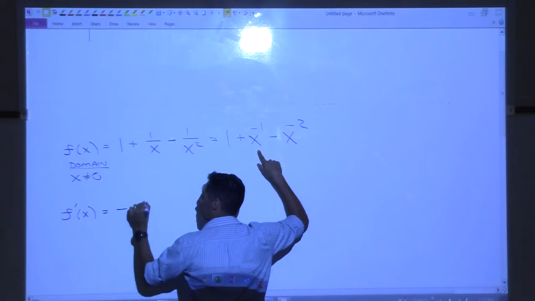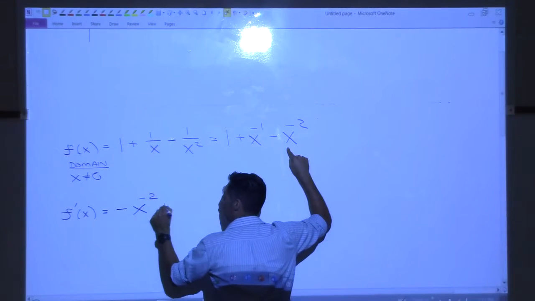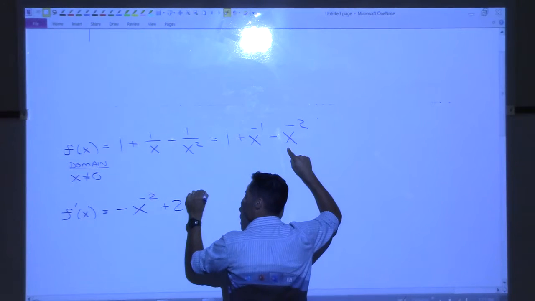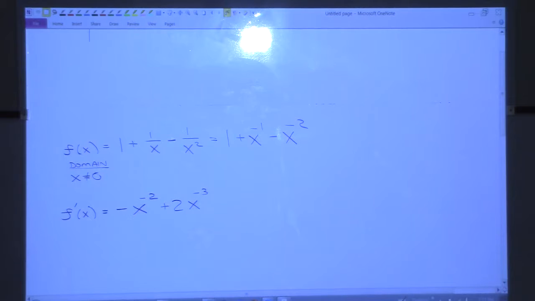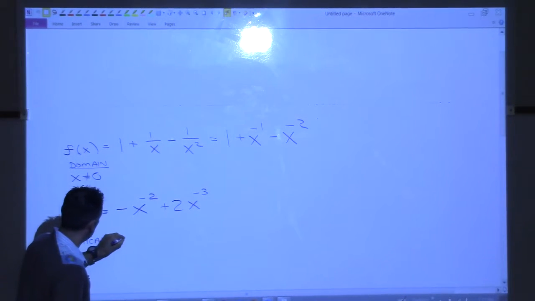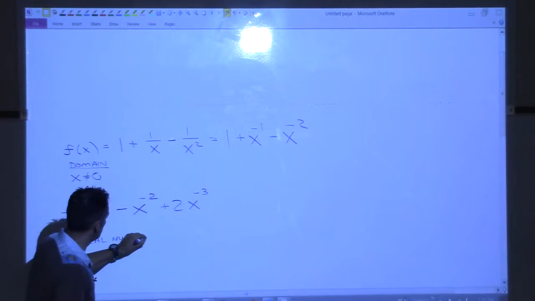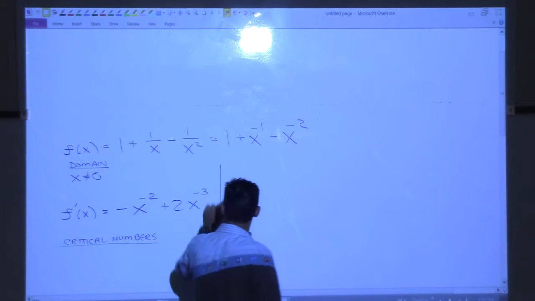So taking the derivative of this is the same as taking the derivative of this, which would be what? Negative x to the negative 2, and then plus 2x to the negative 3. So we're just bringing those powers down, subtracting 1 from the powers, and there's our derivative, right? Now we want critical numbers. These are the numbers that'll go on our number line. Okay, so we're going to set this derivative equal to 0.